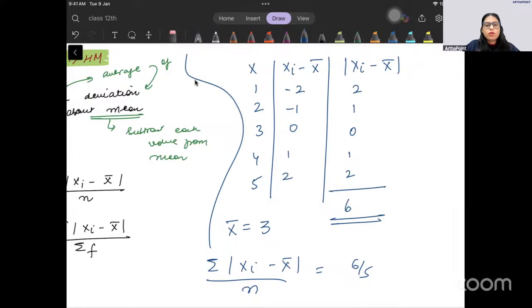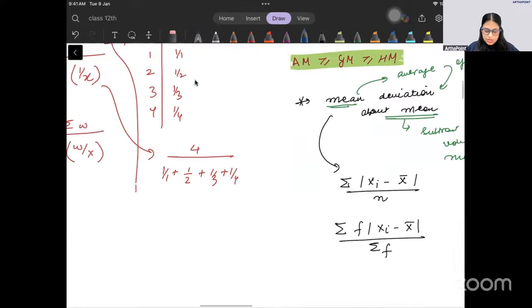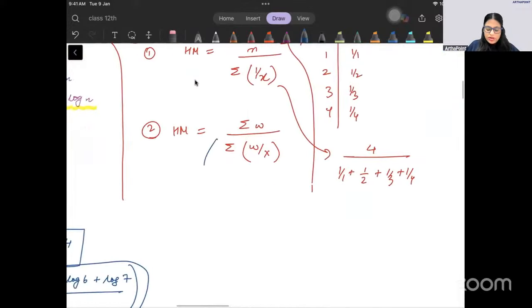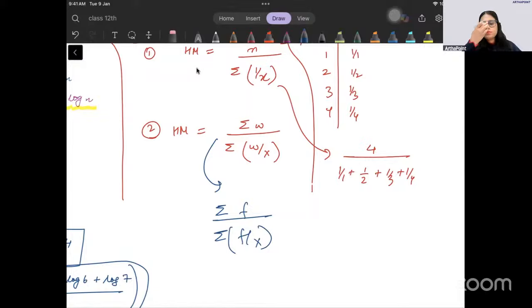What will be the formula if there is frequency in HM? This we did, right? Only W will be replaced with frequency. W is kind of frequency only. Weight and frequency, there is not much difference. Yes, any doubt, anyone?